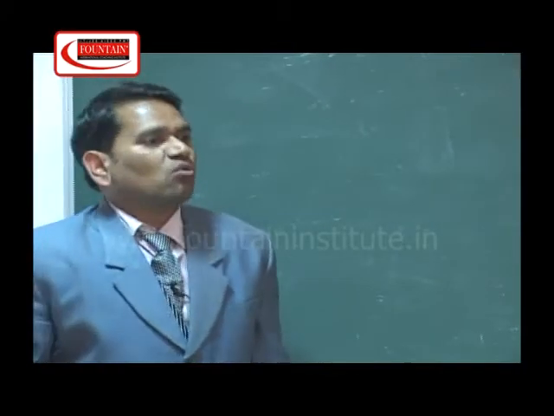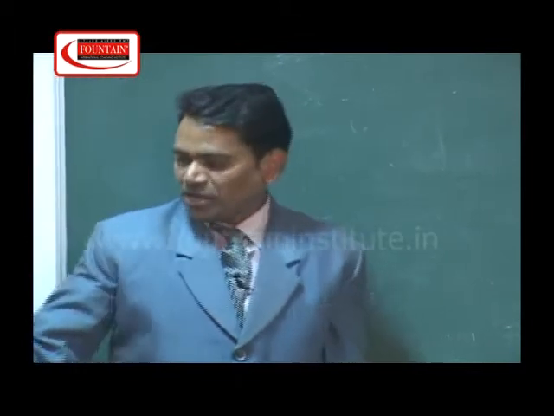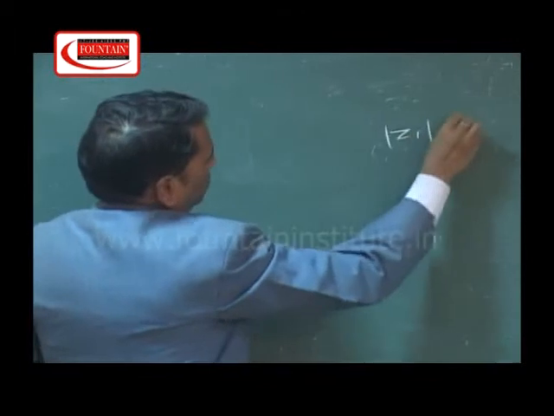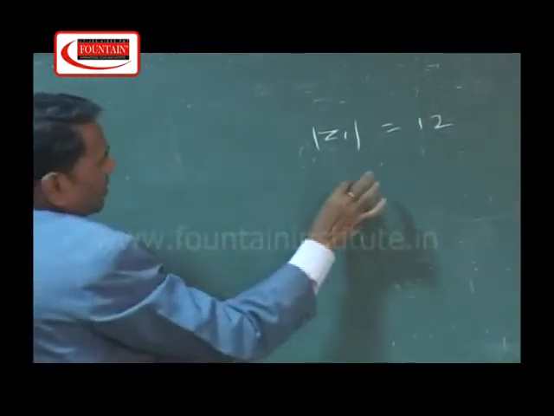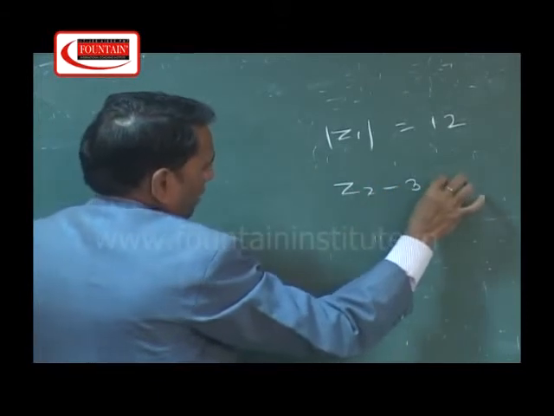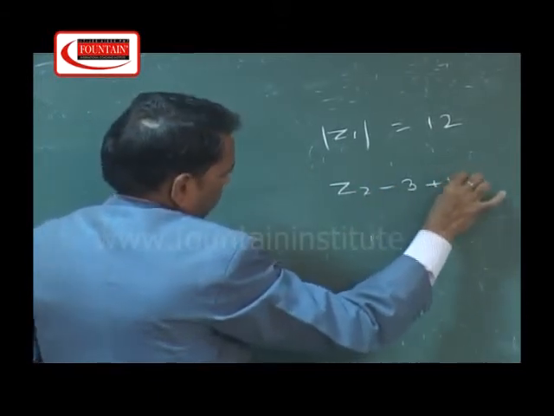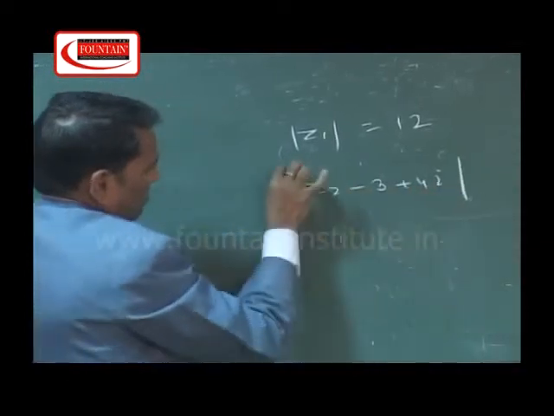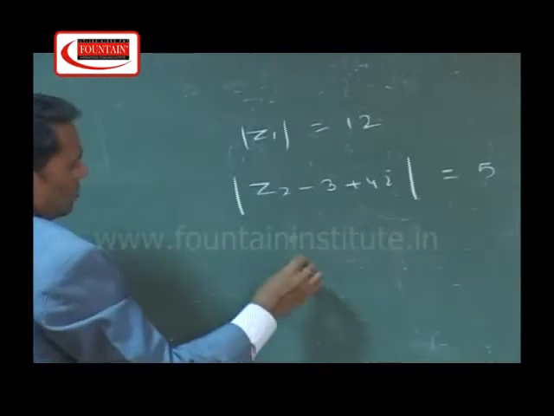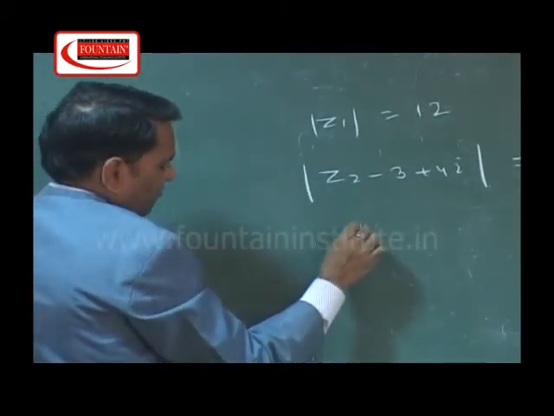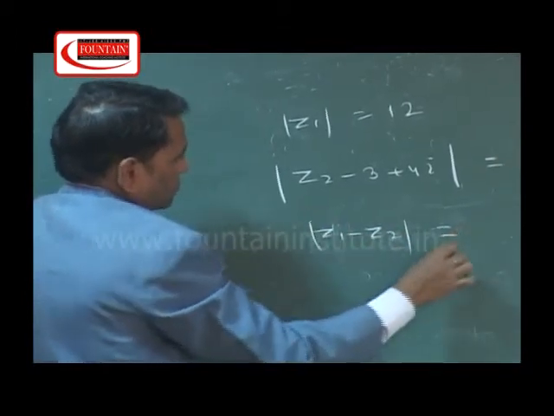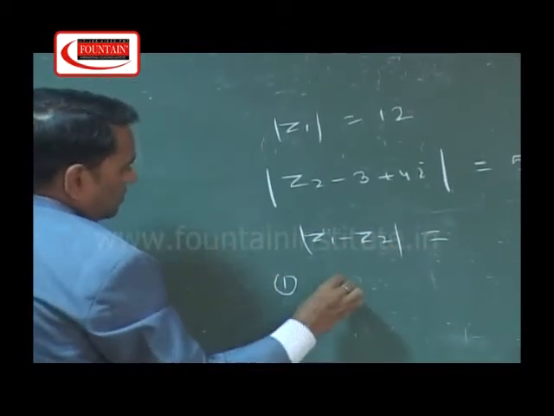Now guys, I am giving a question to solve. You can solve by yourselves. The question is: |Z1| = 12 and |Z2 - 3 + 4i| = 5. So calculate the value of the minimum of |Z1 - Z2|. Options are 10, 5, 2, none of these.